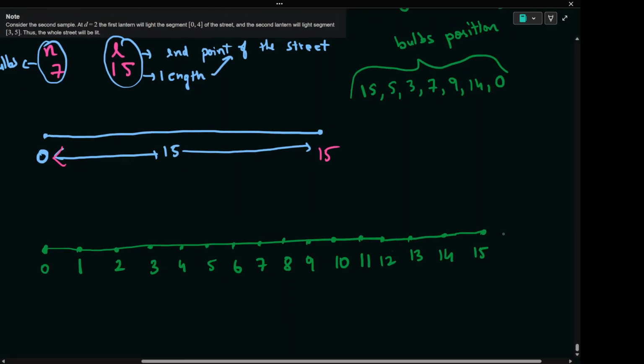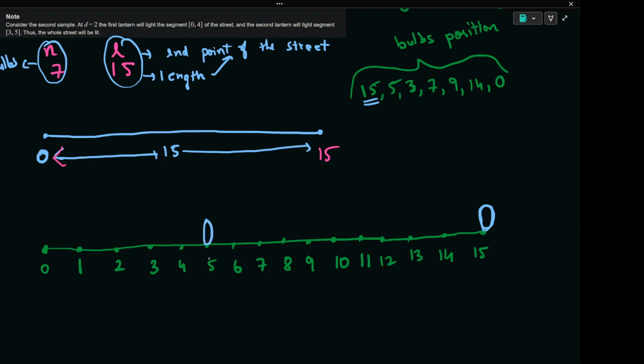Now, what they are saying is at these positions, we have bulbs. So let's draw bulbs. At position 15, we have a bulb. At position 5, we also have a bulb. At position 3, we also have a bulb. At position 7, we also have a bulb. At position 9, we also have a bulb. At position 14, we have a bulb. At position 0, we have a bulb. These are the position of the bulbs.